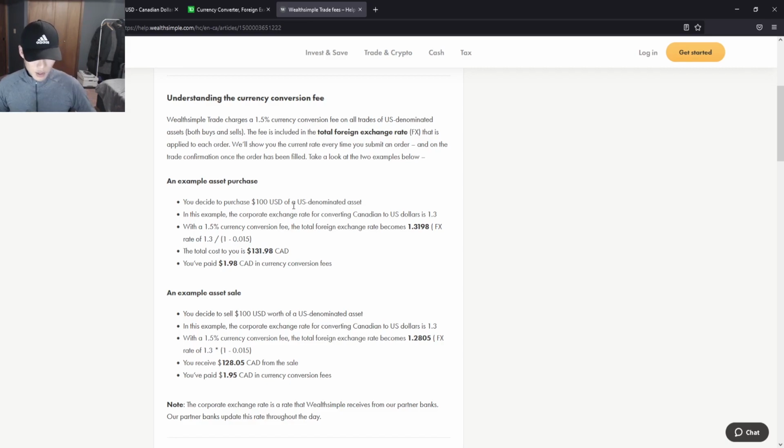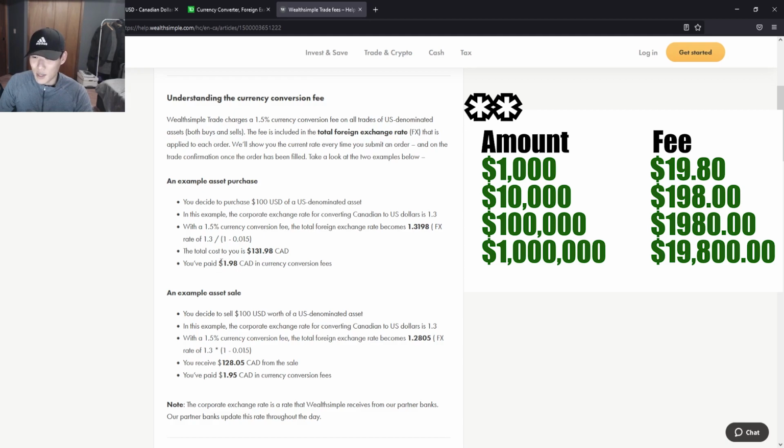In order to do your numbers, whether it's in thousands, 10,000s, 100,000s, or millions, I broke it down for you. All you really have to do is add a 0 at the end of this, and that's 1,000. Then all you do is move the decimal point that is right here over 1 to the right. So if you are investing $1,000 and you were buying a stock, the fee that you would pay would be roughly $19.50, going off the 1.3 conversion rate and the 1.5 conversion fee.